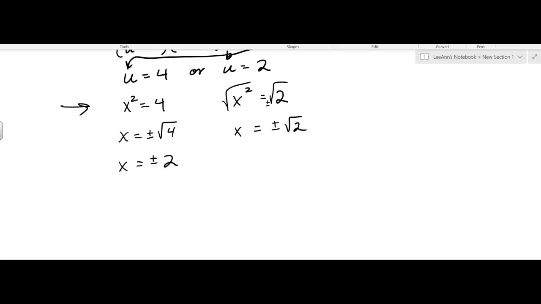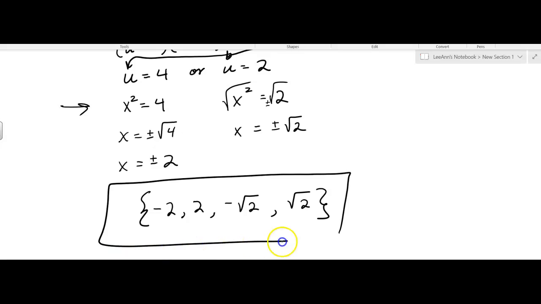So you actually get 4 answers here. You get negative 2, positive 2, negative the square root of 2, and positive the square root of 2. So those are the answers.